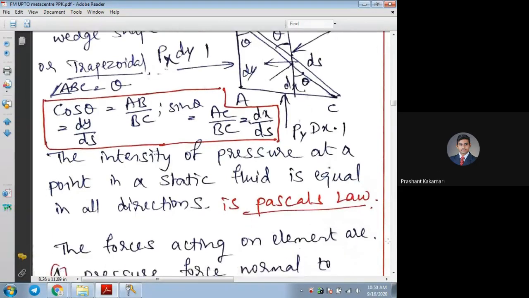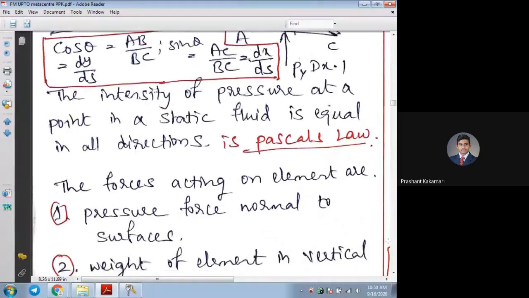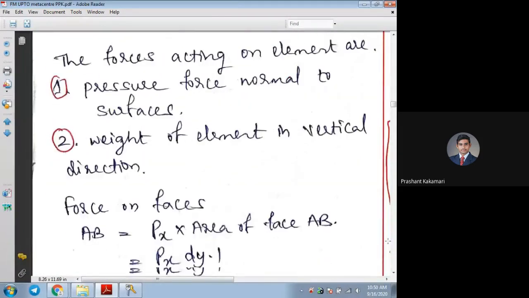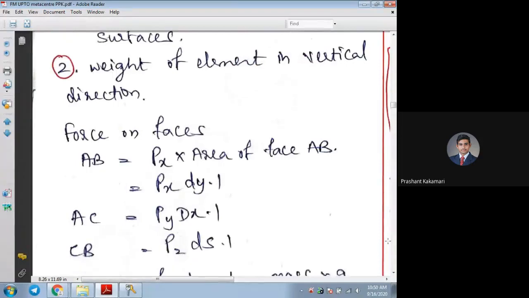Now what he will do is take all these forces and try to balance them with the weight. The forces on the faces, as I told, on AB, what force is acting? Px into area, that is dy into 1.